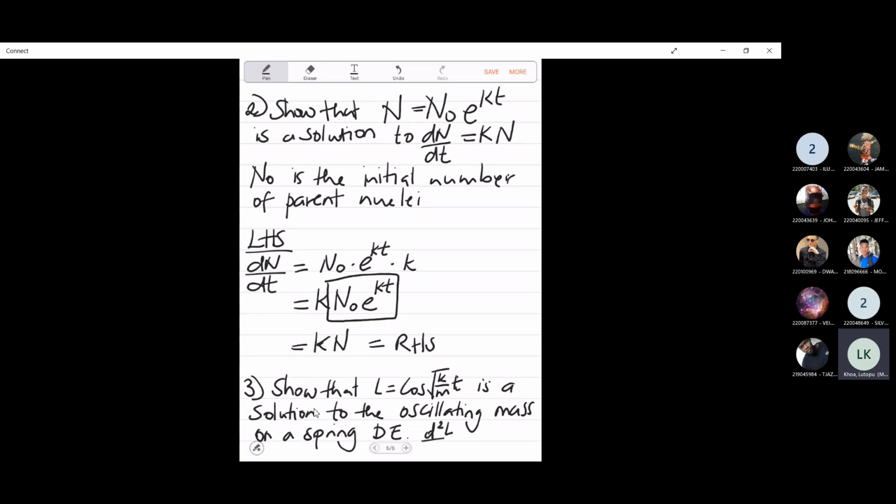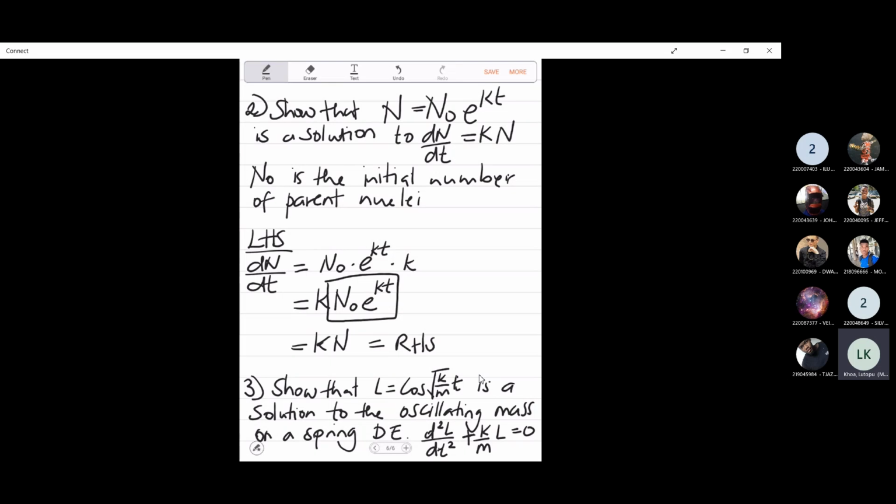So the equation is d2L dt2 plus k over m L is equal to 0. What we are interested in doing is showing that when I differentiate L twice, substitute it there, and then add k over m multiplied by L, the answer will be equal to 0. So here k and m are constants. The only variables are L and t. Everything else is a constant.